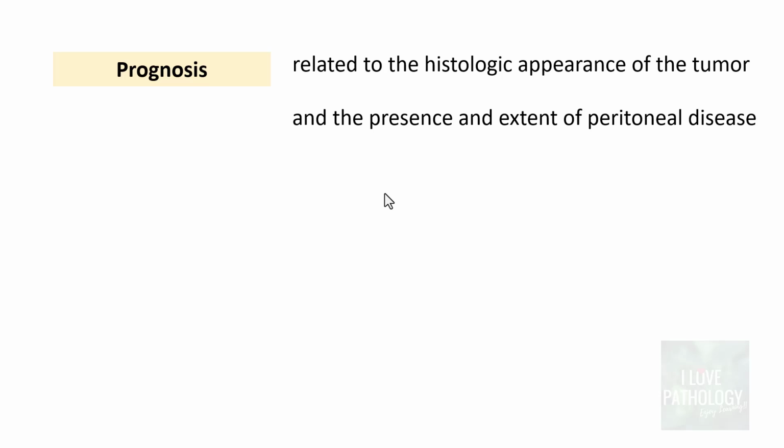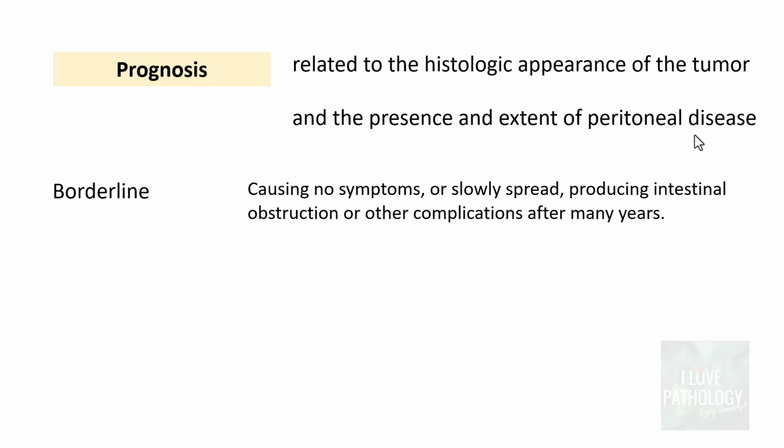What is the prognosis of serous tumors? It is, of course, related to the histologic appearance of the tumor, whether we are looking at a benign tumor or borderline or malignant tumor, and also the presence and extent of peritoneal disease. See, the borderline tumors might cause no symptoms or they can spread very slowly. They might produce intestinal obstruction or other complications after many, many years.